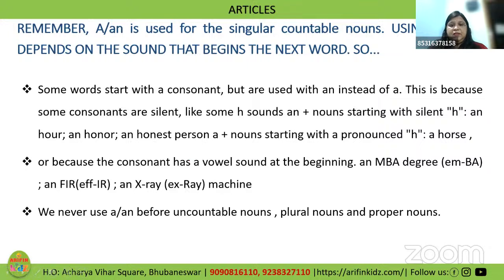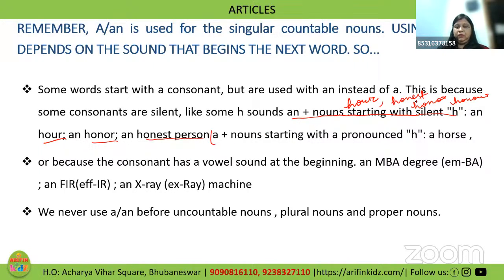And here are some more examples. Some words start with a consonant but use an instead of a. This is because some consonants are silent, like H. In that case, an plus a noun starting with a silent H. Like we have the word hour, right? Or our. And we have the word honest. We have the word honor, or honour, both the spellings are correct. So an honor, an honest person.